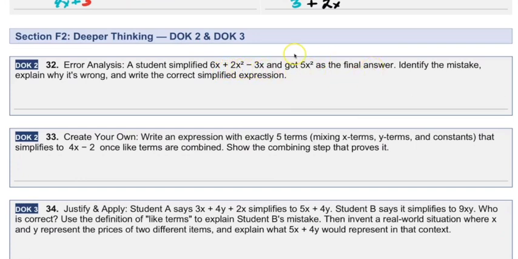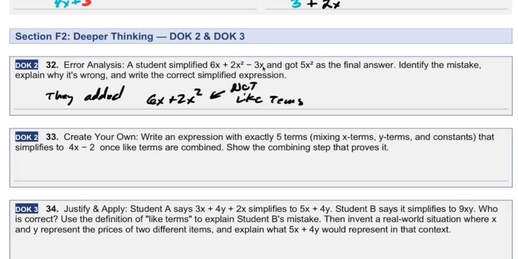Identify the mistake. Looks like they just added them all up, irregardless. They added 6x plus 2x squared, not like terms. It's probably a nicer way of saying that. They added non-like terms together. Then write a correct simplified expression. So if we're going to do a correct simplified expression, we can only add the 6x with the 3x. Right, only the same. They have to be exactly the same.